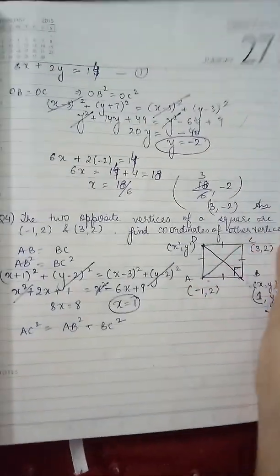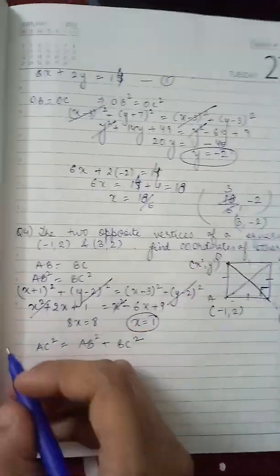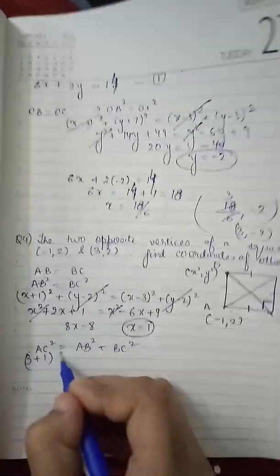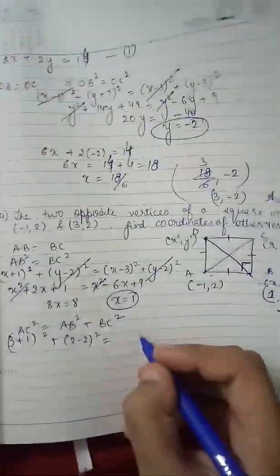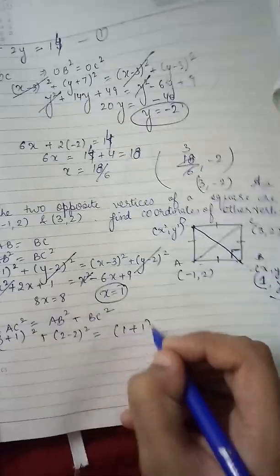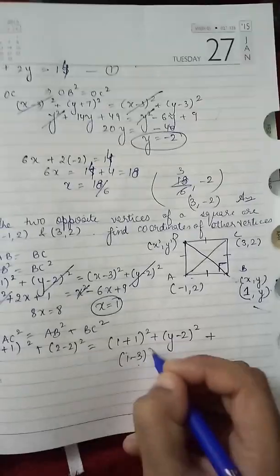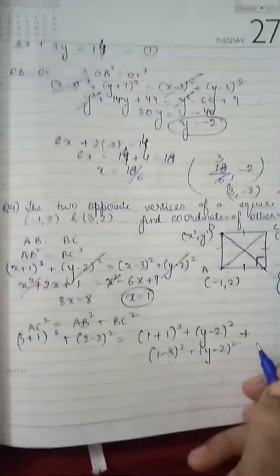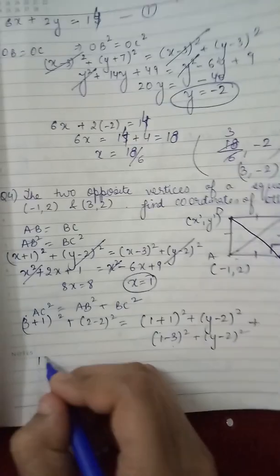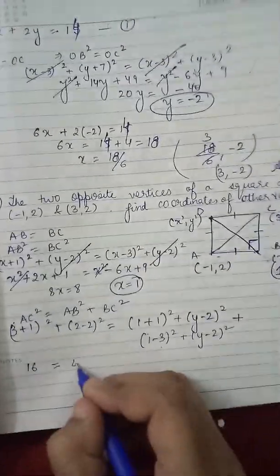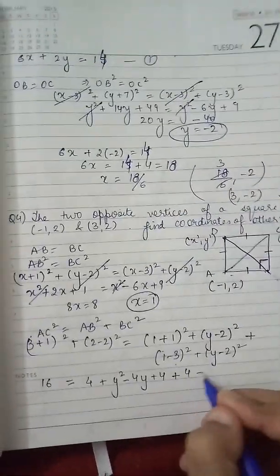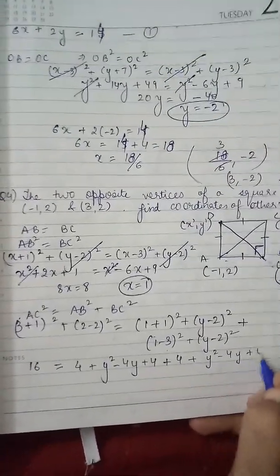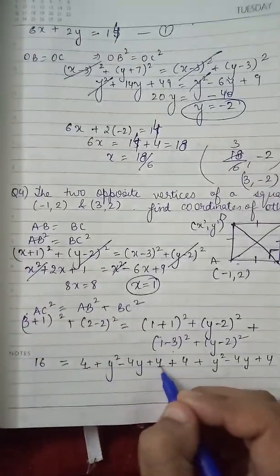So AC square, find out the distance using the distance formula. That gives us (3 plus 1) whole square plus (2 minus 2) whole square is equal to (1 plus 1) whole square, (y minus 2) whole square plus (1 minus 3) whole square plus (y minus 2) whole square. So 4 square is 16 and 0 square is 0. 2 square is 4. y square minus 4y plus 4. 2 square is 4 plus y square minus 4y plus 4. So 4, 8, 12, 16.